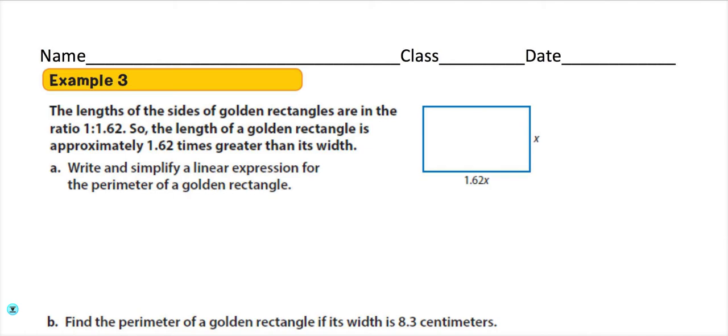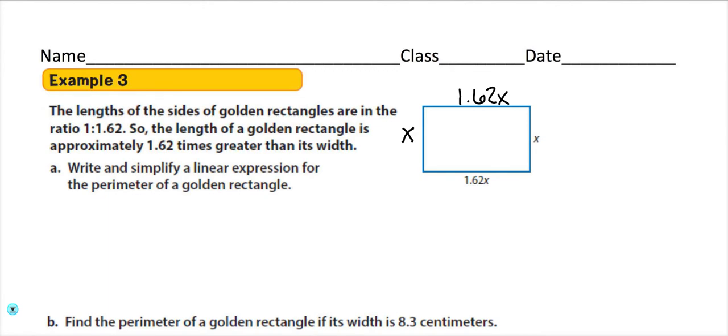Okay, so for this one, and I think on the objective we're supposed to use the distributive property. Nope, doesn't say how. Okay, we're just adding and that's it. So let's kind of mark some stuff here. We know on a rectangle that the opposite sides are congruent. So if this is 1.62x on the bottom, then the top here is 1.62x. If the right side is x, then the left side is x.